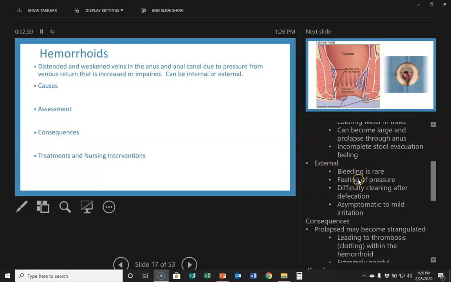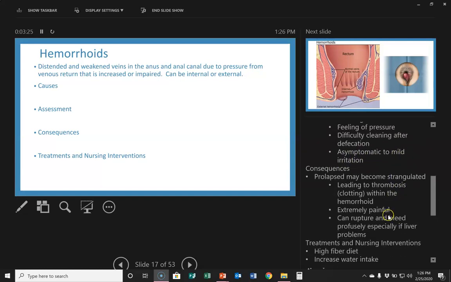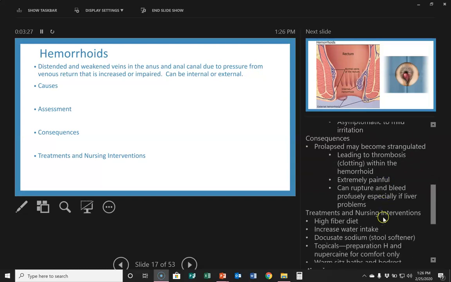With external hemorrhoids, the bleeding is rare. There is a feeling of pressure and then difficulty cleaning after defecation. They're protruding, irregular in shape, hard to clean around, plus they can be painful to where the person just doesn't want to get a good clean around them. So then we worry about infection. They can be asymptomatic to mild irritation. I hate that, because truthfully, patients can be extremely uncomfortable due to this. They can be in a lot of pain due to hemorrhoids.